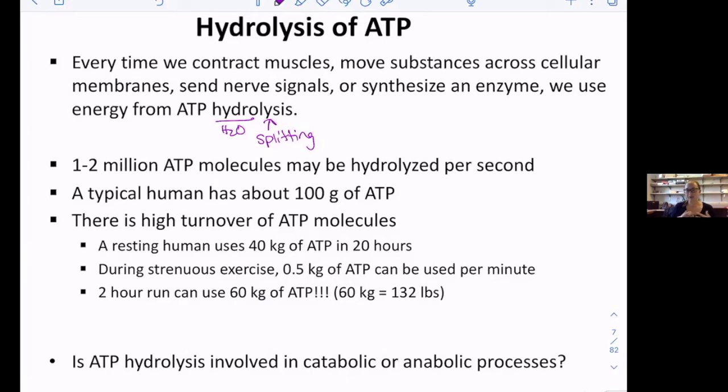There's a really high turnover. 100 grams may sound like a lot, but it's really not that much, maybe half a coffee cup worth of ATP. But there's also a really high turnover of ATP molecules in our body. A human that's resting will use approximately 40 kilograms of ATP within 20 hours. That's about 90 or 100 pounds of ATP.